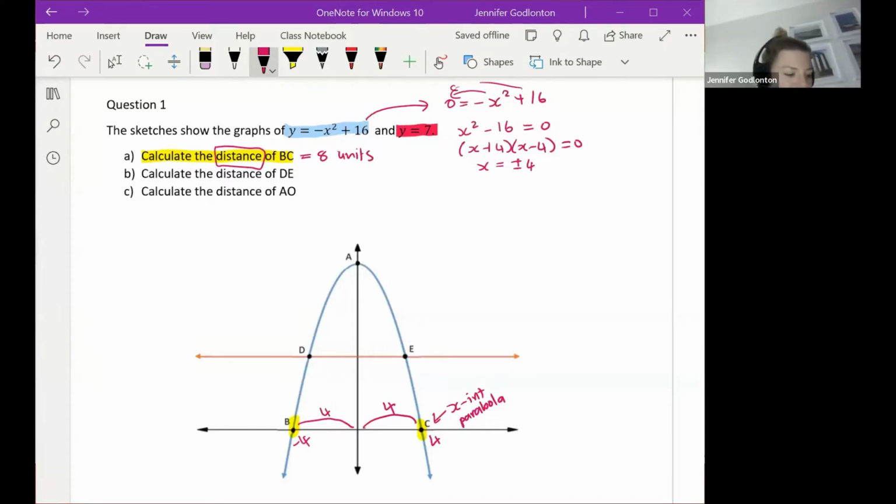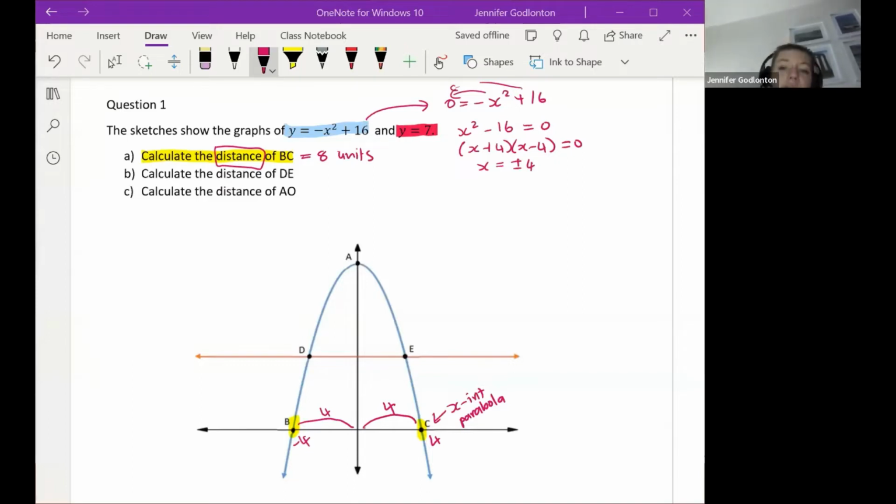Hello, how can I help? Ma'am, for the previous one, when we substituted y for 0, could I have moved the x squared only over and then square rooted both of them to get the same answer? 100%, as long as you have the plus minus in front of that square root sign. Okay, ma'am.